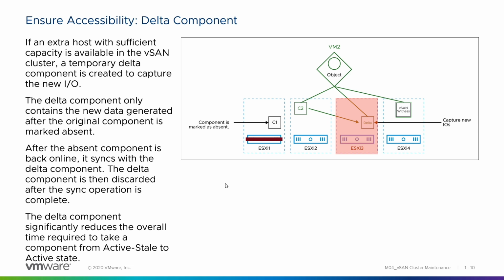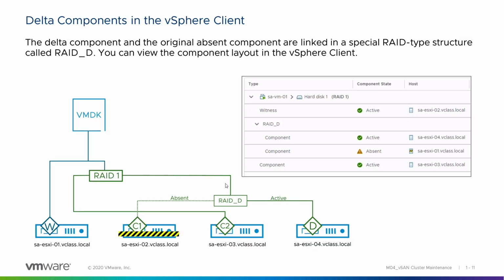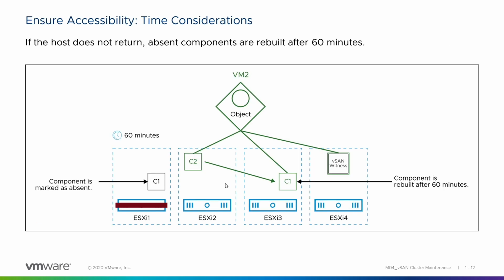Now, if this host fails, and you take this host out of maintenance mode, this one, the one that was stale, uses the delta component to update its records to allow you to start the virtual machine. So it's pretty cool. And in the GUI, you will get to see the presence of a delta component. You will see, just like you see here, the presence of a component called RAID_D, D for delta. Now that gets created automatically. And when you take the server out of maintenance mode, you can imagine again, at that point, we don't need that component anymore. So it gets deleted automatically.